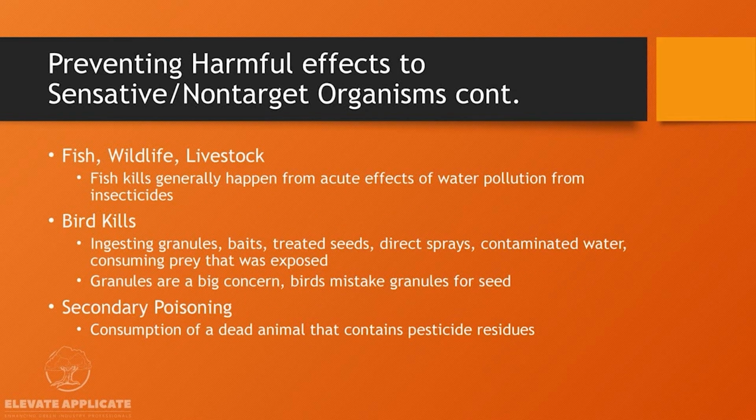How do we protect fish, wildlife, and livestock? Well, fish kills generally happen from acute effects and water pollution from insecticides. So you want to leave a buffer zone, right? Bird kills, they can die from ingesting granules, baits, treated seeds, from direct sprays, contaminated water, or consuming prey that was exposed. And like we talked about earlier in this presentation, say a mouse eats some rat bait, runs outside, dies, and a hawk comes to get it, that hawk can die. And so that's a way for it to transfer in the food chain. And that would be considered secondary poisoning, which is consumption of a dead animal that contains pesticide residues.